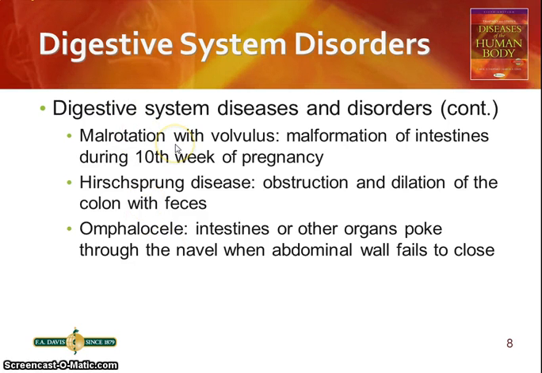Malrotation or volvulus. The intestines are malformed. This usually occurs during the 10th week of pregnancy. Hirschsprung disease, which is obstruction and dilation of the colon, sometimes with feces not being able to move through properly. And omphalocele involves the navel.